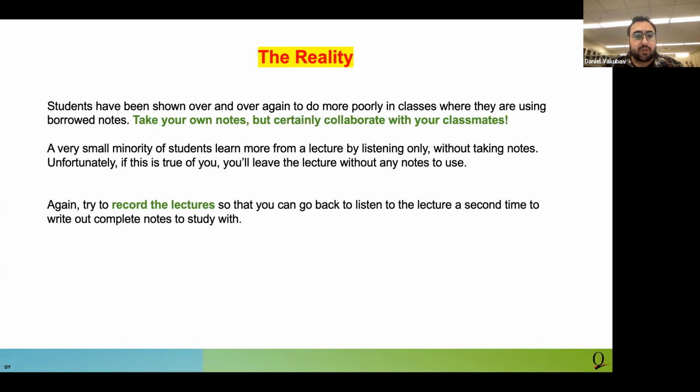A lot of students also think, oh, I can just go to class and not take any notes. That typically doesn't work either, okay? So if you're that type of person, I guess great for you, but most of you, I promise, are not going to be able to do well if you don't take notes. And lastly, like I said, try to record the lectures. I think Dr. Baker had mentioned in the chat that the lectures are recorded as well, okay?